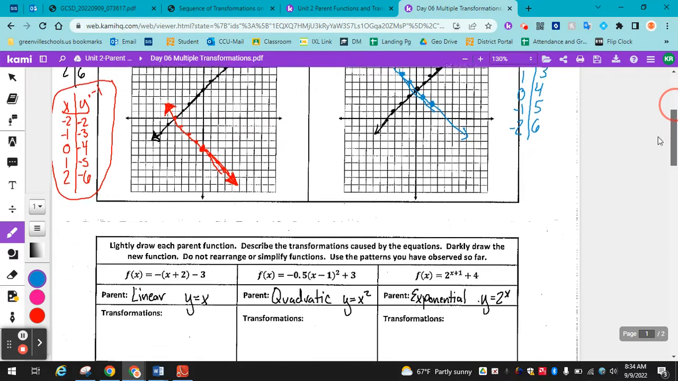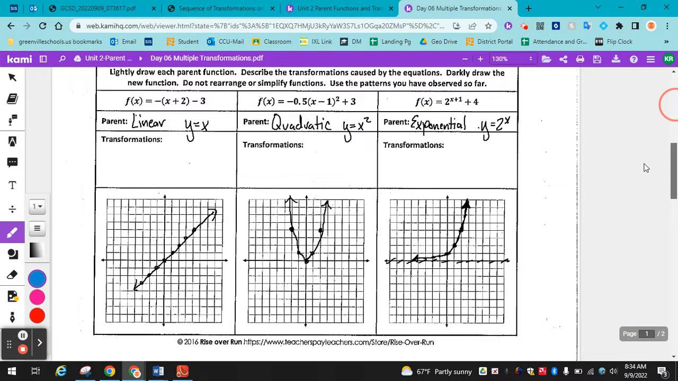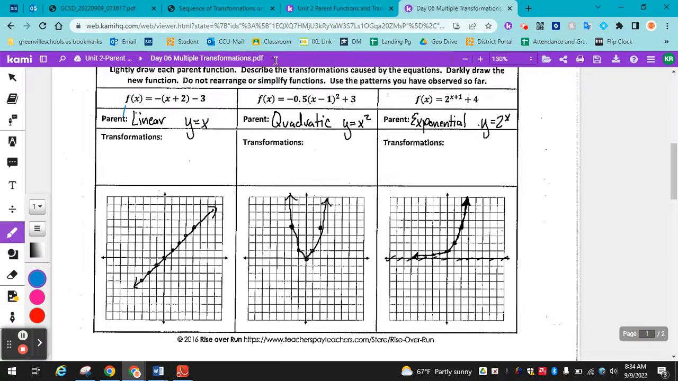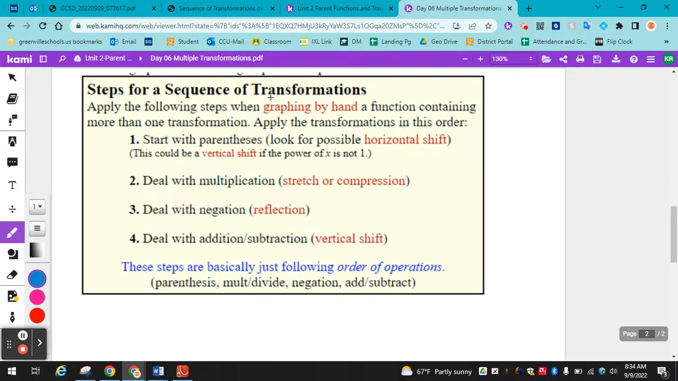Go ahead with drawing transformations. Multiple transformations on one graph is a little more complicated. I went ahead and drew the parent functions, but with multiple transformations, you have to go in order. Just take a note here. These are basically just following the order of operations. You start inside your parentheses, which is left and right, your horizontal shifts.